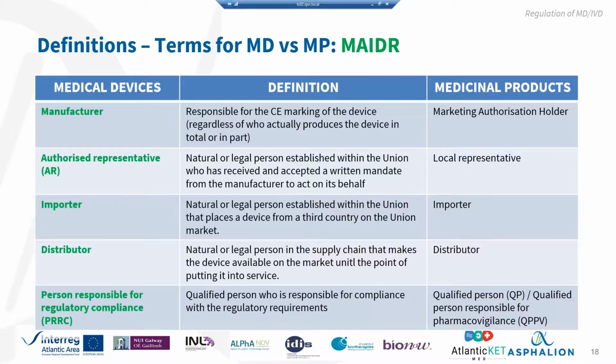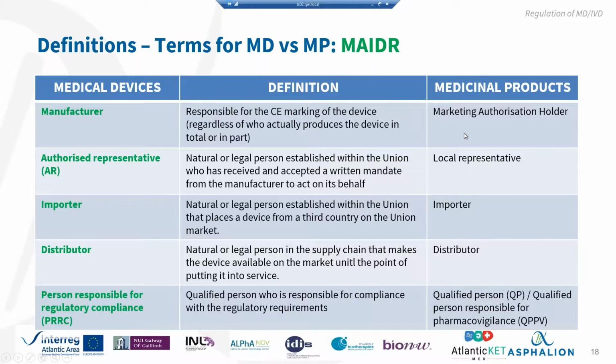Okay. So in this slide, we're going to talk about the economic operators, which is called MADER. These are the entities responsible for the processes of placing a device on the market. Okay. So first, we've got the manufacturer. The manufacturer is the entity responsible for the CE marking of the device. This would be the equivalent to a marketing authorization holder for a medicinal product.